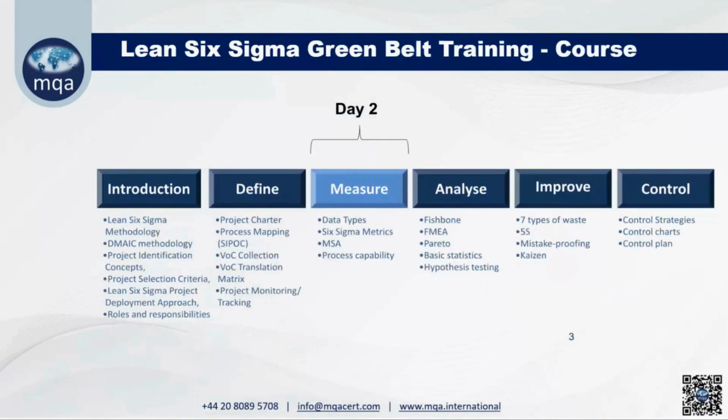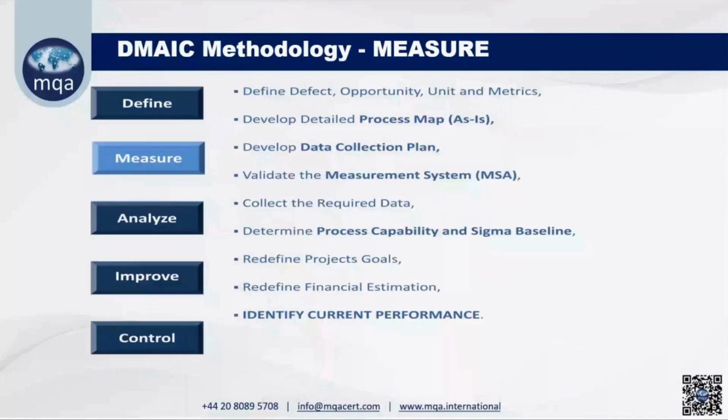So now on the day 2, we are into measure phase. So what are the data types? What are the Six Sigma metrics? Measurement system analysis, MSA, and process capability. So what is measure? Measure means we have to measure. Now there is an important concept, why we have to measure. So why we have to measure?